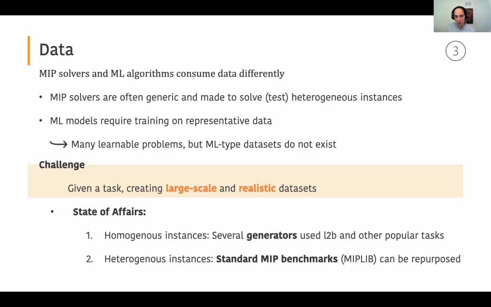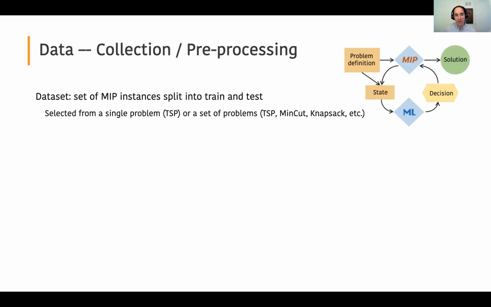So before going on to use cases, I thought I would just talk a little bit about data sets and data set collections, just to make things very crisp and clear. When I talk about a data set here, I really mean a set of MIP instances that are split into a training set and a test set. A data set can be composed of a single problem, for example the TSP, or a set of problems. And this is what I would call homogeneous, a single problem, or heterogeneous, a set of problems.